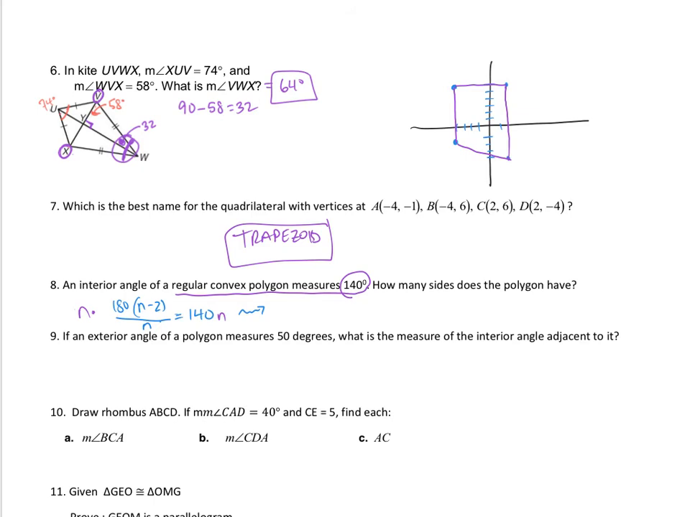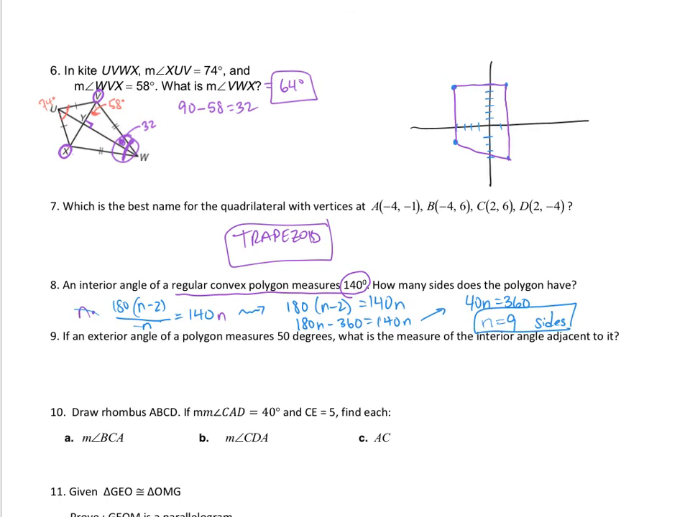So I end up with these reducing out. So 180 times n minus 2 equals 140n. I'm going to distribute. So 180n minus 360 equals 140n. Now I'm going to add 360 to each side and then subtract 140. So I end up with 40n equals 360. Now divide each side by 40. So n will be 9. So 9 sides.